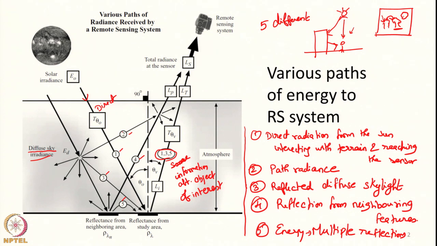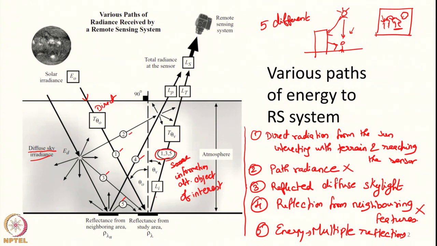On the other hand, path 2, which is directly scattered from the sky, the diffuse skylight, or path 4, which is the signal coming from the neighboring features, are not actually of our interest because those are not the signals that we want. We want signals from this.